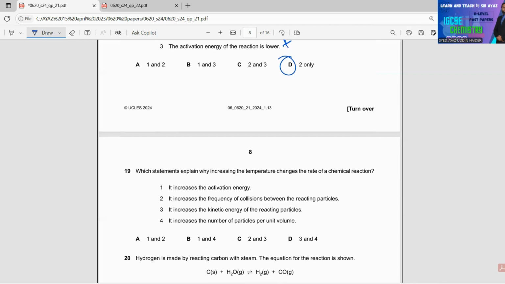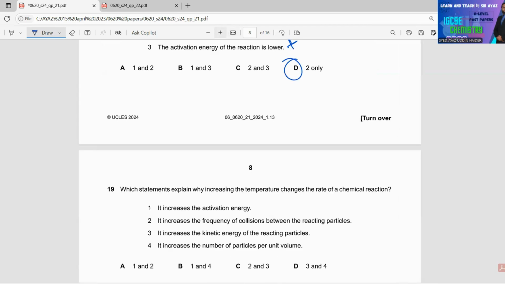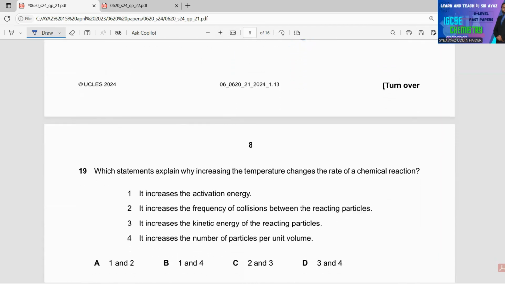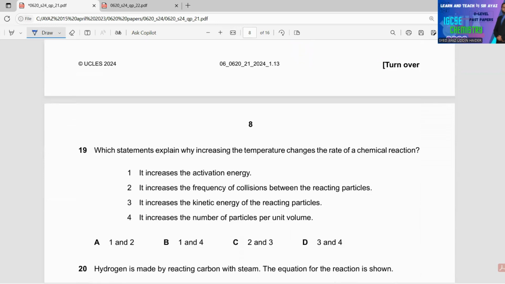19. Which statements explain why increasing the temperature changes the rate of a chemical reaction? 1. It increases the activation energy.